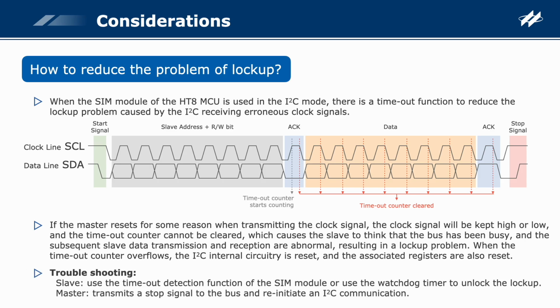For the slave device, in addition to using the timeout detection function of the SIM module, the watchdog timer can also be used to unlock the phenomenon. For the emulated master, it can actively transmit a stop signal to the I²C bus and then reinitiate communication to solve the problem.